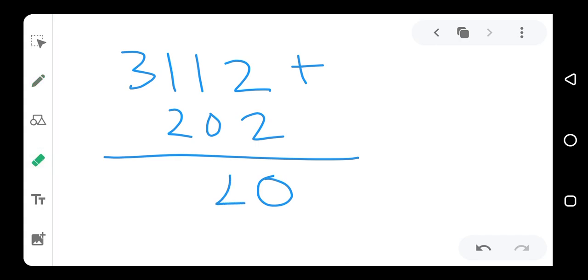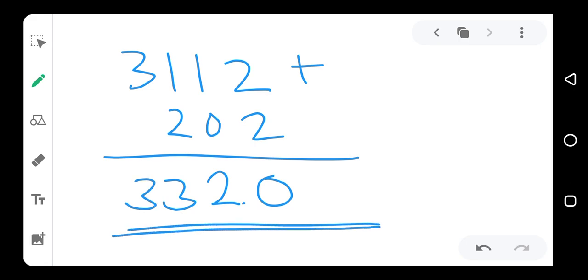So we have 2 here. Then 1 plus 2 is 3. And then we have 3 here. So everything is going to be 3, 3, 2, 0 in base 4. So this is how to do this addition, adding 3112 in base 4 and 202 in base 4.